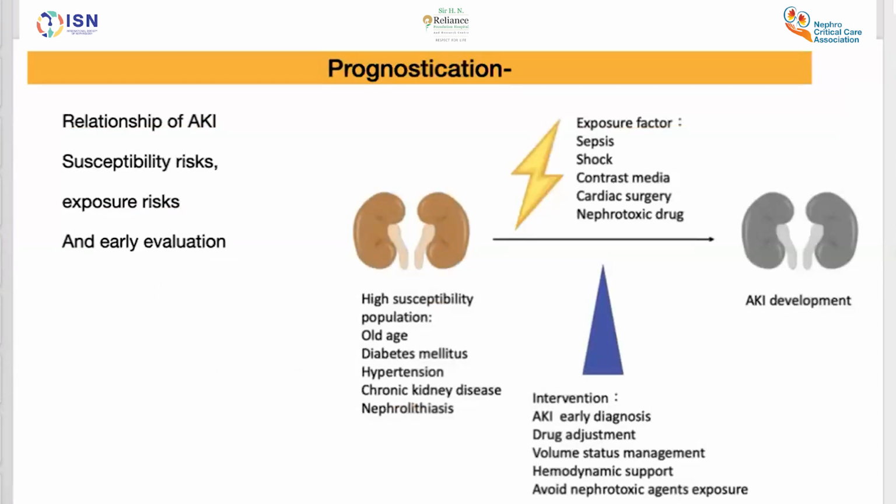The prognostication of this acute kidney injury: there is a high-risk, highly susceptible population, like old age, diabetes mellitus, hypertension, chronic kidney disease, or nephrolithiasis. Plus, when such a population is exposed to factors like sepsis, shock, contrast media, cardiac surgery, or nephrotoxic drugs, they are more prone to acute kidney injury. If we do early diagnosis of acute kidney injury, drug adjustment, volume status management, or hemodynamic support, and avoid nephrotoxic agent exposure, we can decrease the risk of acute kidney injury.